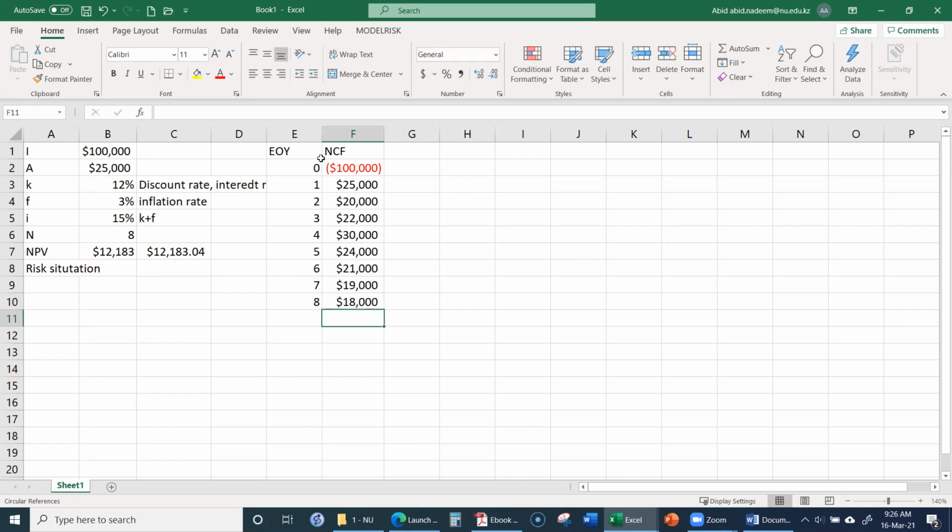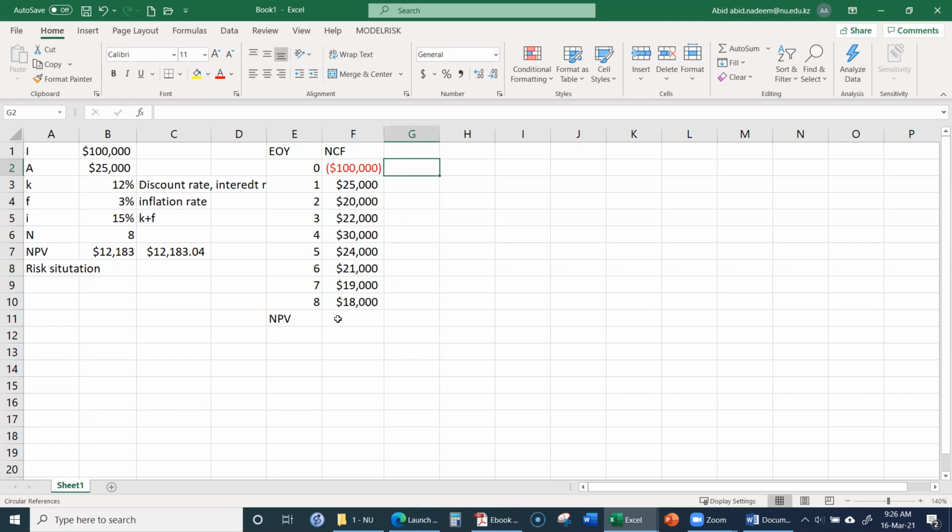So the situation is like this. $25,000 was our initial guess, but in reality this may not be the same. So this will be the situation for the risk: the values may fluctuate. If the values happen like this, what will be the net present value? The net present value can be calculated by discounting each of these individual cash flows by the discount factor.